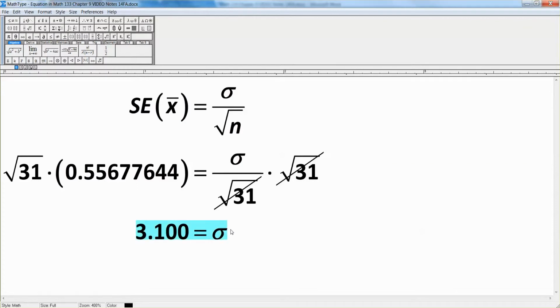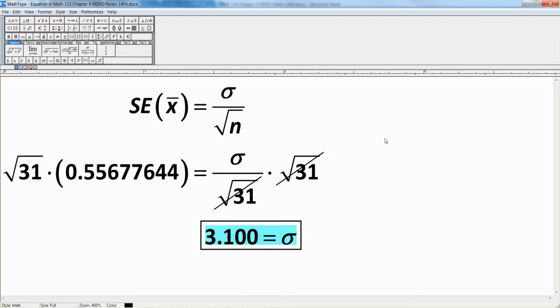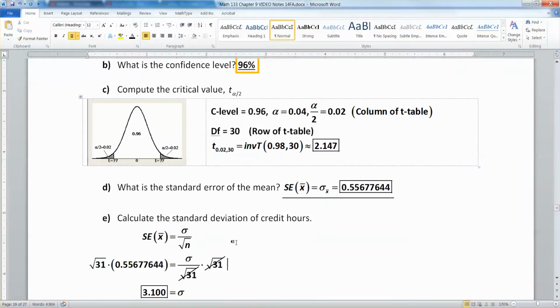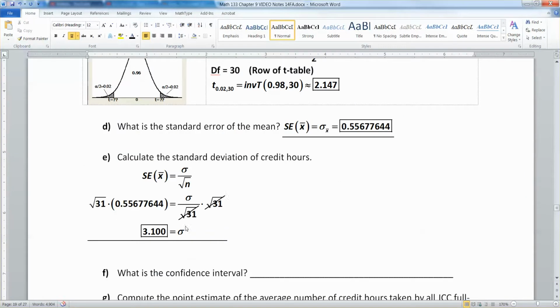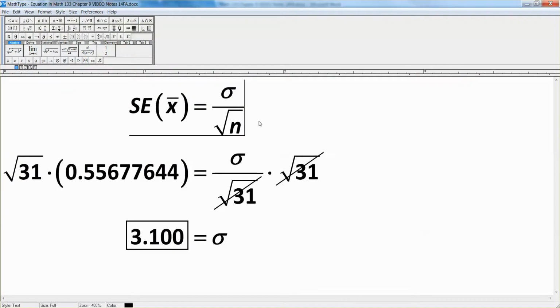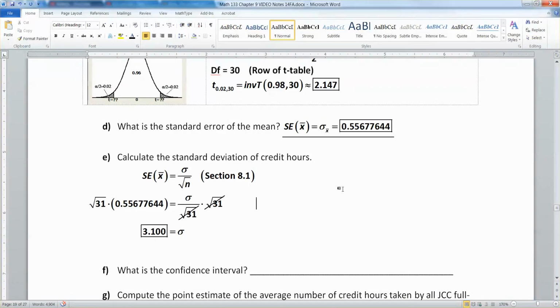There you have it. Just a little bitty algebra problem. Just a baby algebra problem. You just multiply both sides by your square root and you have it. Of course, you have to set it up correctly using the formula, and we learned that in section 8.1. I don't know if you remember. The central limit theorem, remember?